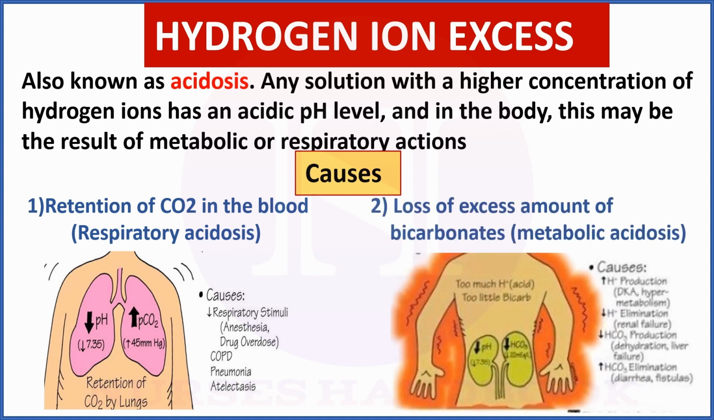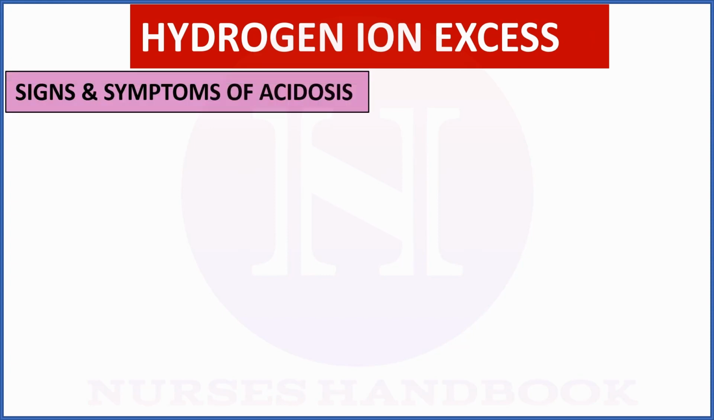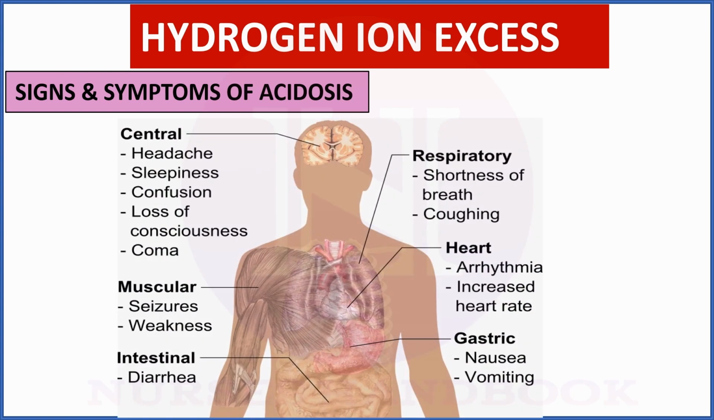And the second cause is excessive loss of bicarbonates, resulting in metabolic acidosis as seen in cases like cancer, carbon monoxide poisoning, liver failure, etc. Now let us see what can be the signs and symptoms of hydrogen ion excess in different systems of the body. In the central nervous system, one may experience headache, sleepiness, confusion, loss of consciousness, and may eventually go to coma. In the muscular system, seizures and weakness.